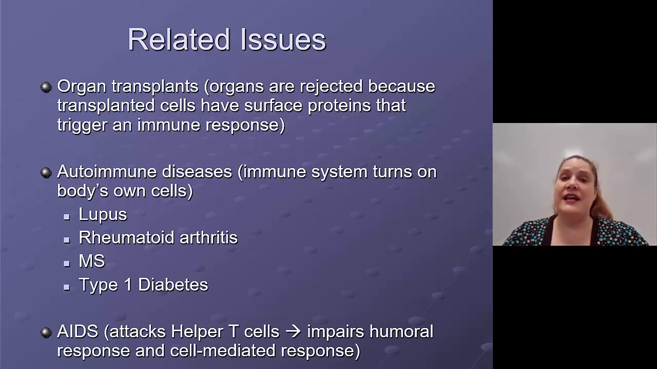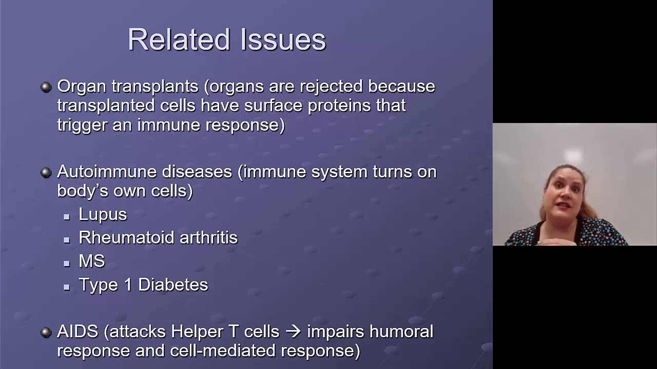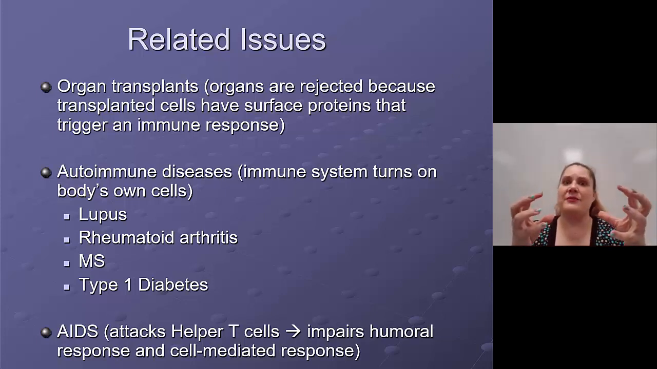And then AIDS. AIDS attacks the helper T cells. So those cells that were like, oh my God, there's an invader. The HIV virus actually attacks those cells. And so that's going to impair the humoral response, the B cells that get signaled, and the cell-mediated response, the cytotoxic T cells and the memory T cells. So if you go to the helper T cells, that's the juncture. And now your immune system can't work.